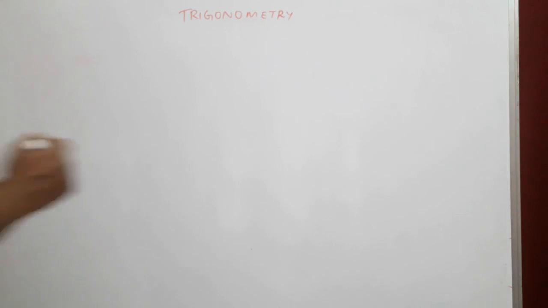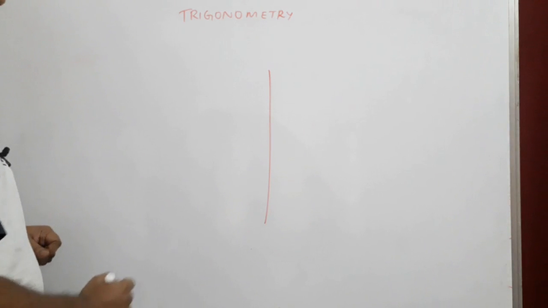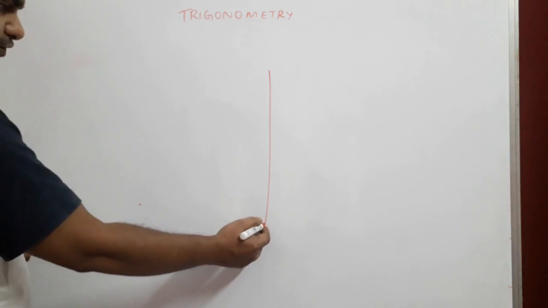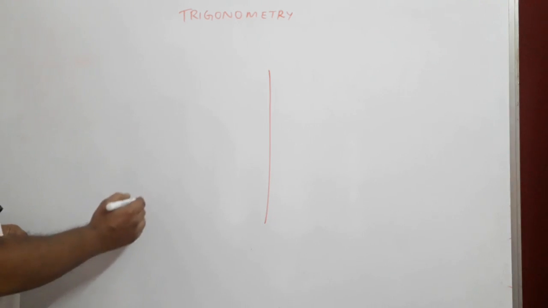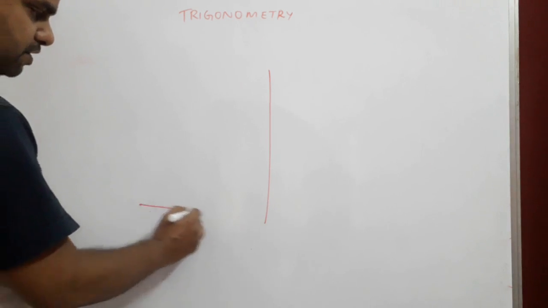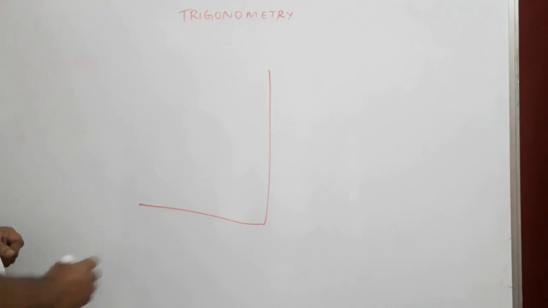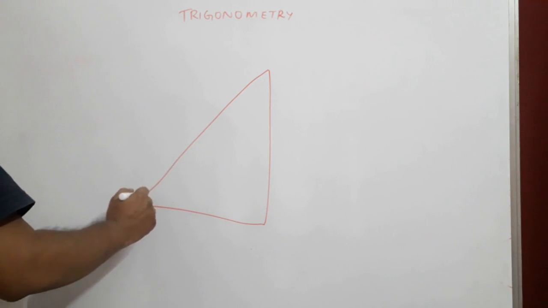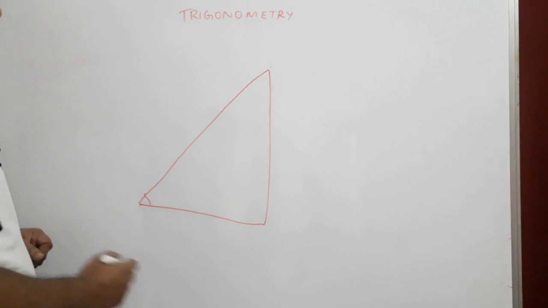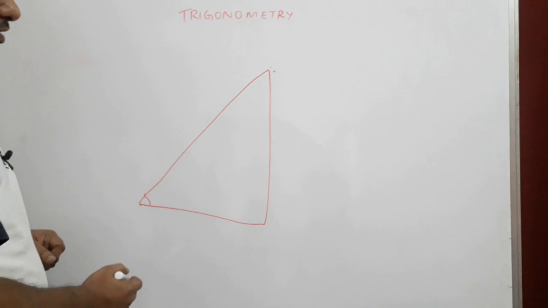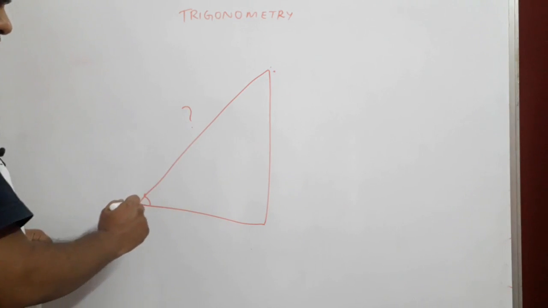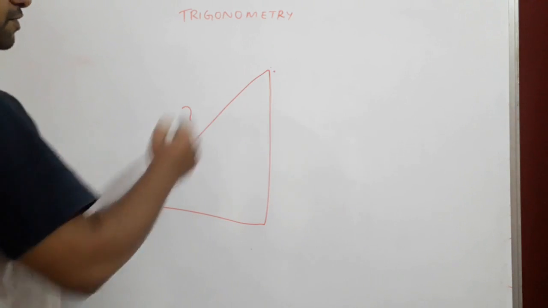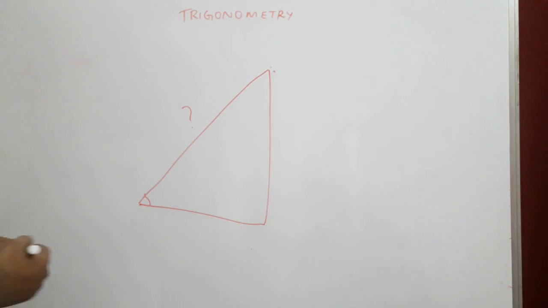Just imagine this is a building, a tall building, and you are standing somewhere over here at the foot of that building, and you know the distance from here to here, and you know at what angle you can see the top of the building. You know the height of the building. Can you measure the distance from where you are standing till the top of the building? Yes. With trigonometry that is possible.